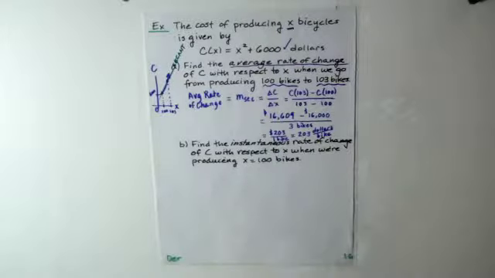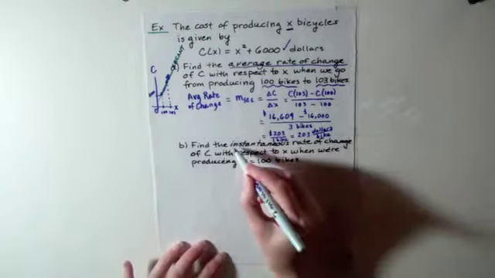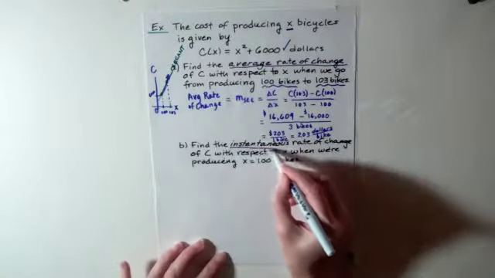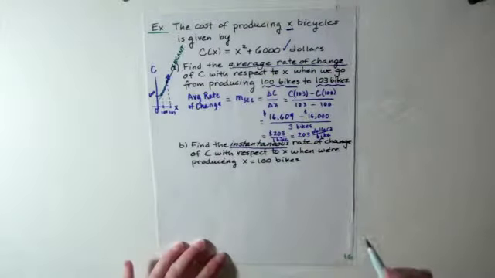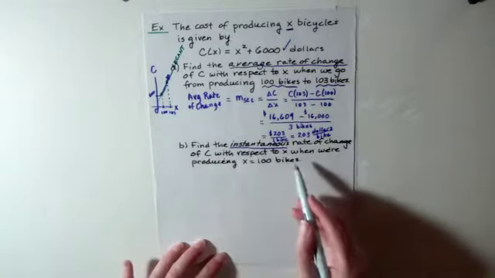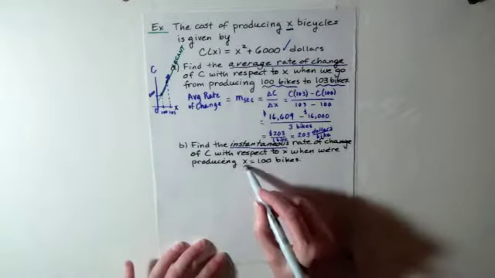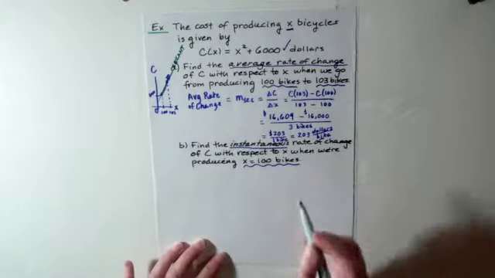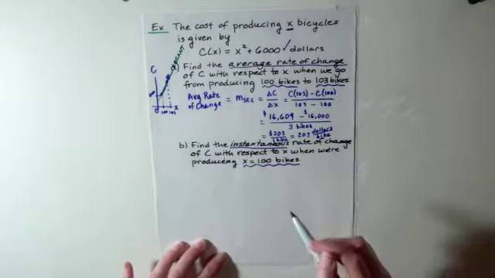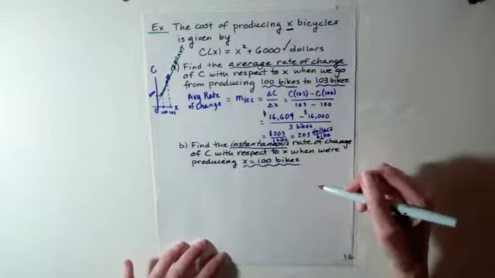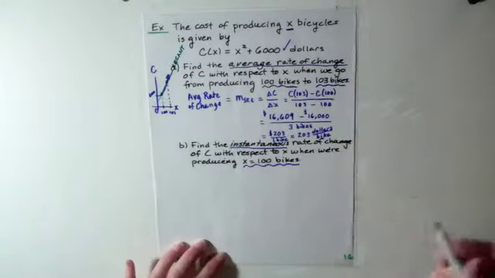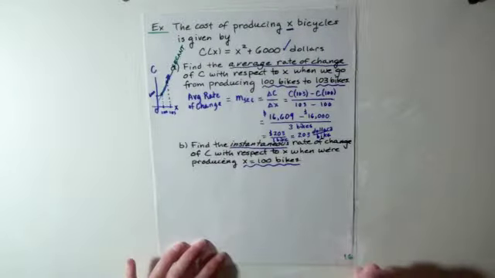Well, let's go ahead and see if we can answer part B. In part B, I don't want the average rate of change. I want the instantaneous rate of change of my cost with respect to x when we're producing exactly 100 bikes. So when I'm at that production level, as we usually say it, the 100 bike production level, I want to know how fast my cost is changing with respect to the number of bikes that I'm producing.